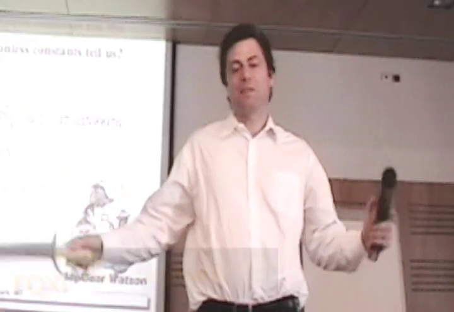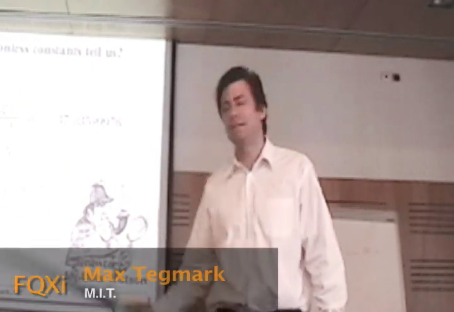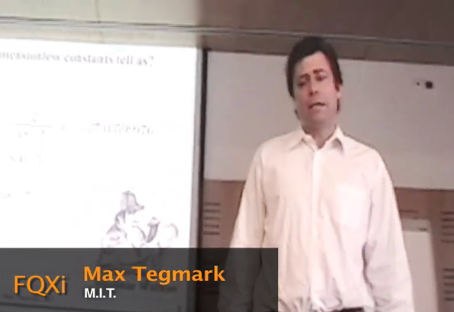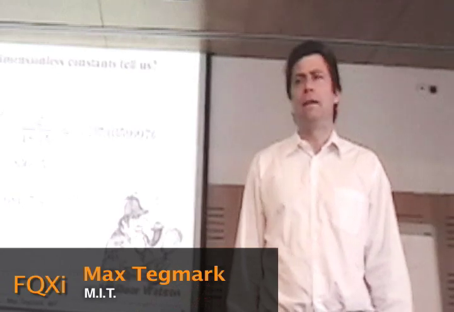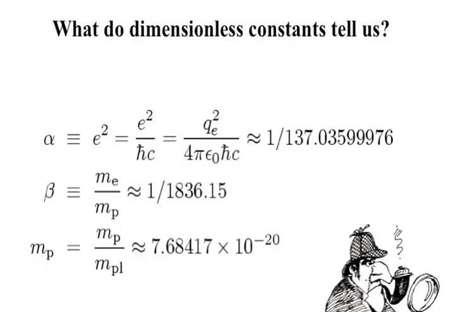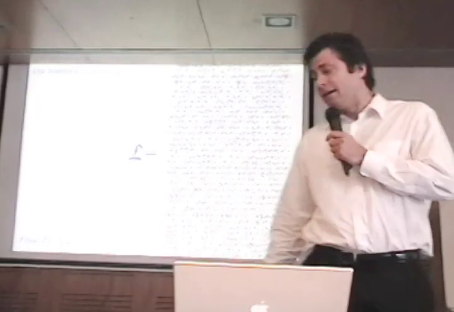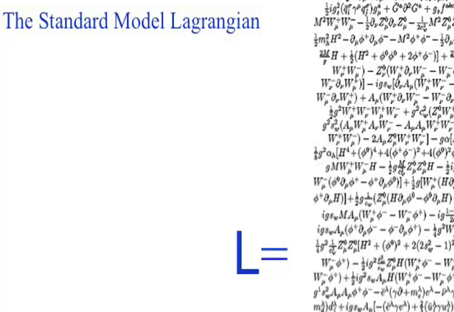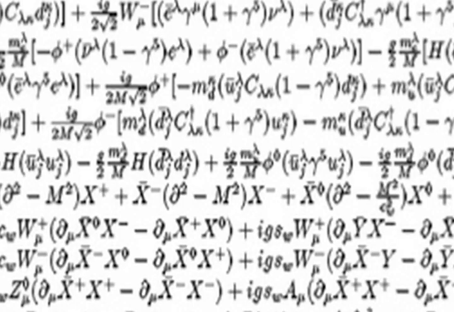So even though this is the quantum mechanics session in the broad sense, this will have nothing to do with quantum mechanics. I wanted to talk about the dimensionless constants of nature and what they might tell us. We have, of course, our standard model Lagrangian. It's very successful. If you have very good eyesight and read the fine print, you'll see there are a lot of little dimensionless constants in there.